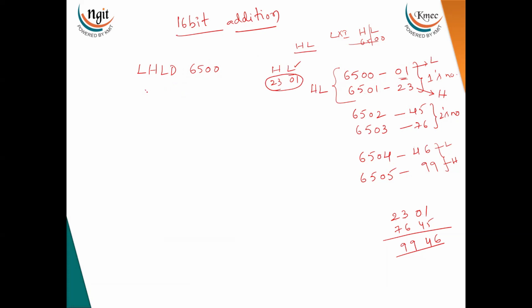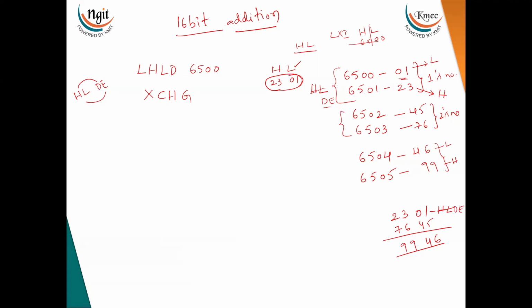Now we need to store this data into the DE register. For that I am using the XCHG instruction. XCHG will exchange the HL register pair with the DE register pair. So whatever value is in the HL is moved into the DE. Earlier it was in the HL, and after the exchange, DE is holding this value.